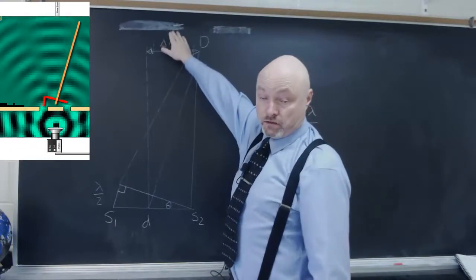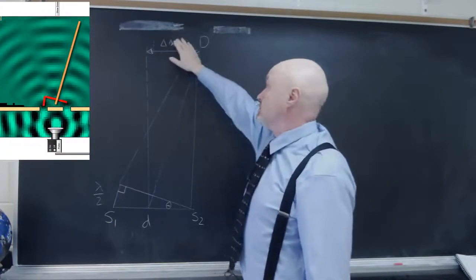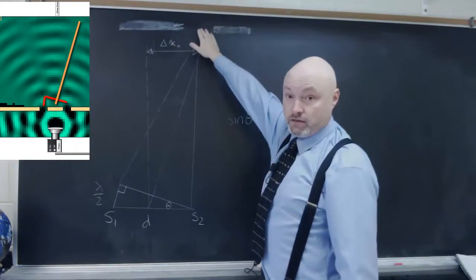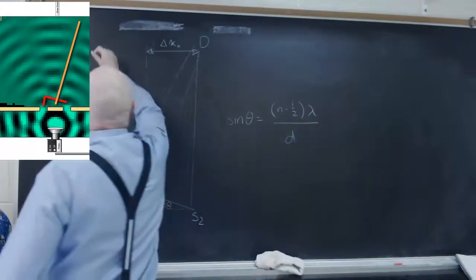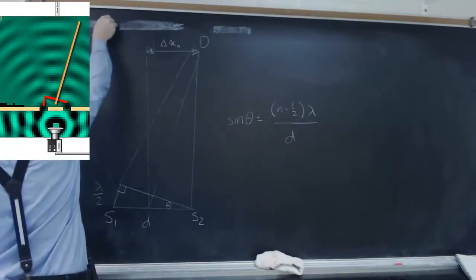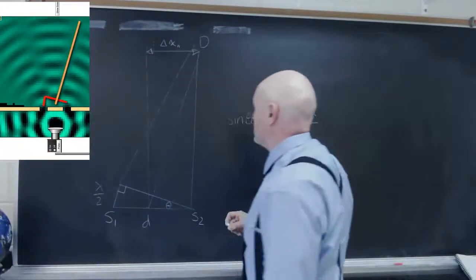So this is where you'd get constructive interference from both slits. You'd get destructive interference here, and then you'd be getting constructive interference here, and you'd also get a symmetrical pattern over on this side. Okay.